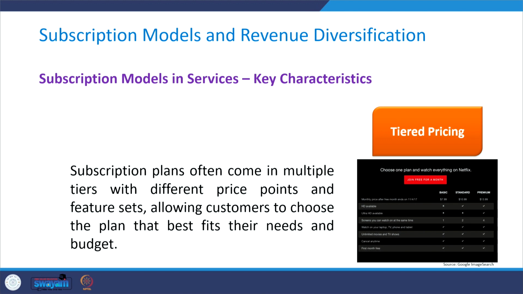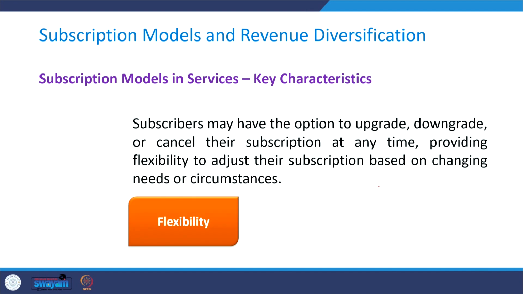Third key characteristic is tiered pricing. Subscription models or plans often come in multiple tiers with different price points and feature sets, allowing customers to choose the plan that best fits their needs and budget. For example, what I have shown here is for Netflix. There can be a basic plan, a standard subscription plan, and a premium subscription plan, allowing different ranges of services for customers to choose from.